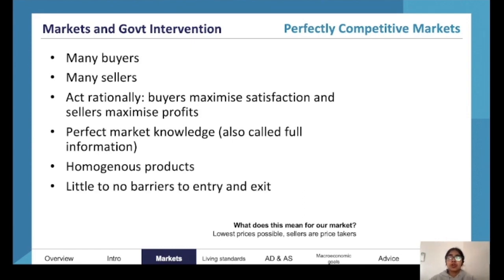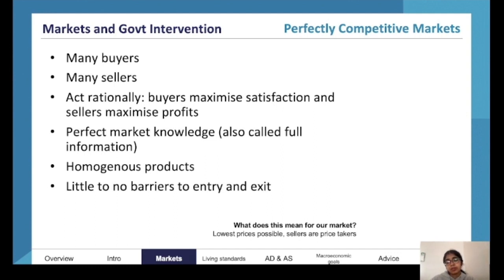There's little to no barriers to entry and exit. So what that means is anyone can become a seller, anyone can become a buyer. There's no licenses or permits or costs associated with setting up. So it's no barriers to entry and exit.